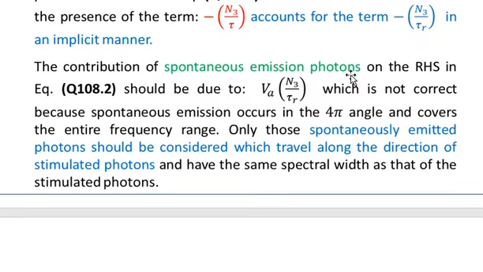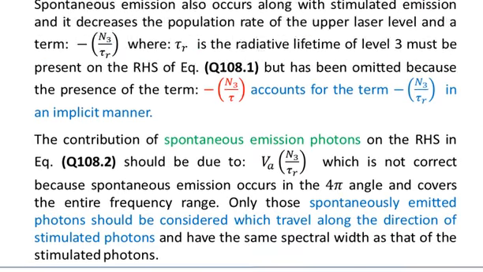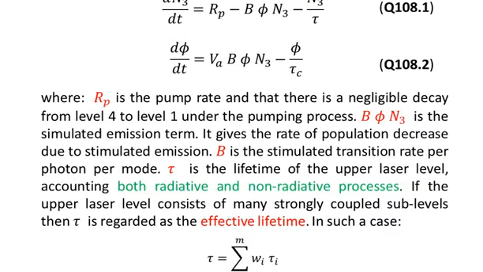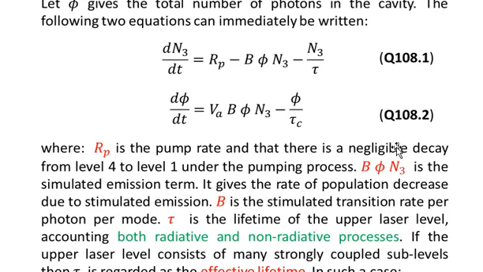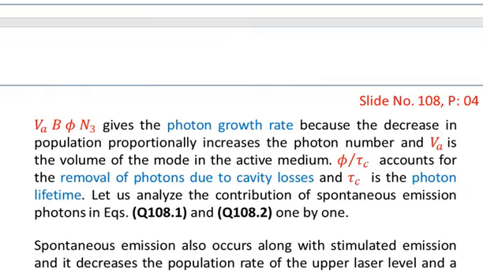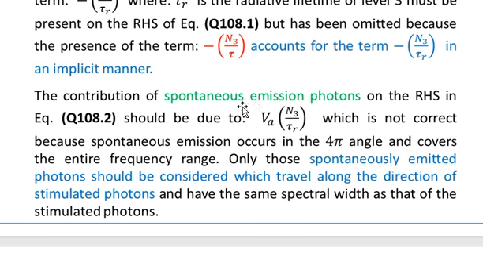The contribution of spontaneous emission photons on the right hand side in equation number 2 should be due to Va times n3 over tau r. So let's see if this term is present, that is Va times n3 over tau r, in equation number 2. You see that this term is not present. So what about this term? The contribution of the spontaneous emission photons on the right hand side in equation number 2 should be due to this, that is Va times n3 over tau r, which is not correct.